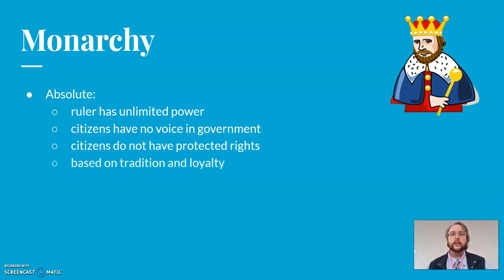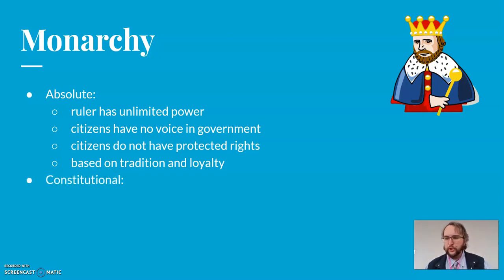And an absolute monarchy is usually based on tradition and loyalty. The citizens are loyal to the king or queen. They are his or her subjects. The citizens are known as subjects. And so in an absolute monarchy, the king, the queen, the emperor, the empress can do whatever he or she wants to do. They have the unlimited power.